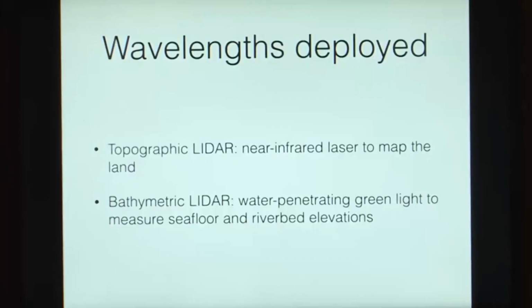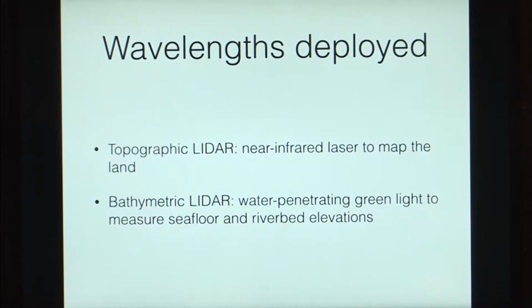So, we deploy two kinds of wavelengths in lidar. In the case of topographic lidar that we use for ground surfaces, we use a near infrared laser to map the land. In the case of bathymetric lidar, that is used to get the surfaces of seabeds or maybe rivers or lakes, we use water penetrating green light. Green light does not interact with water, whereas red light would. So, if we are using a green laser, it would go right through the water, interact with the bottom surface, and then come back to give us the sea floor and the riverbed elevations.